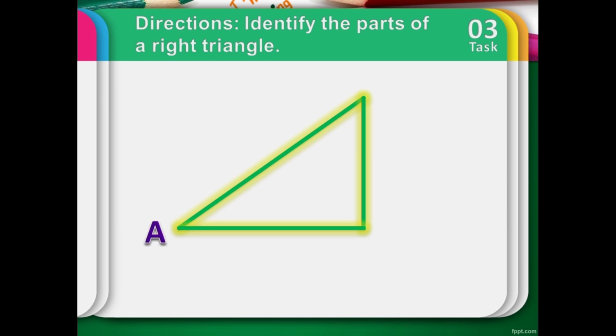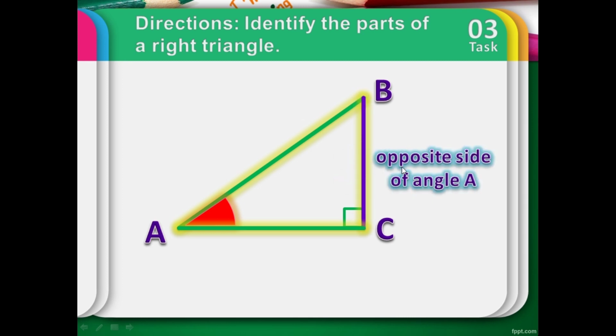Supposing we have a right triangle, this part is angle A, this part is angle B, and this part is angle C. And obviously, angle C is the right angle. So that means this angle is 90 degrees. So we are looking for this angle. So the opposite of this angle, this violet one, is the opposite side of angle A.